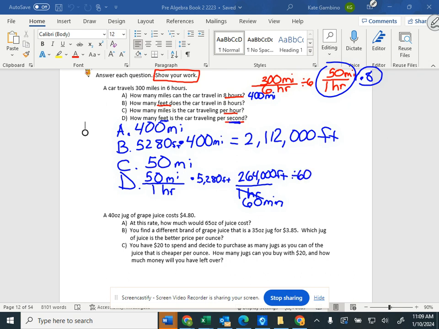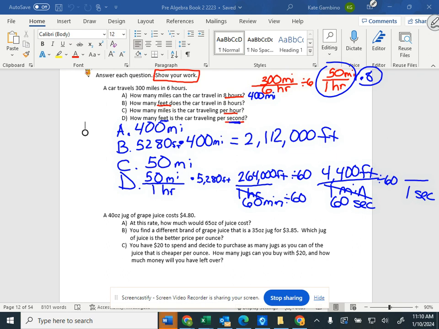So it'll be 4,400 feet in 1 minute. You divide by 60 because we were at 60 minutes and we want to get down to 1 minute. So we needed to divide both sides by 60. Now we have 1 minute is 60 seconds and we want to get down to 1 second, so we're going to divide by 60.